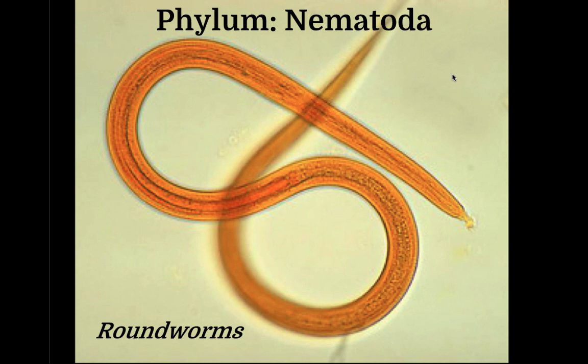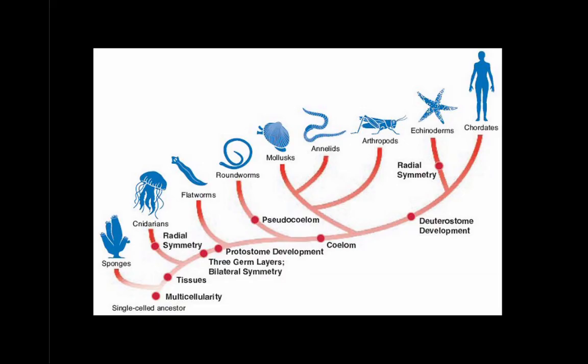In this video, we're going to be talking about the phylum Nematoda, or more commonly referred to as the roundworms. They represent another step on the evolutionary ladder towards more complex organisms, and in this case, a major development will be the pseudocoelom, or a false body cavity.